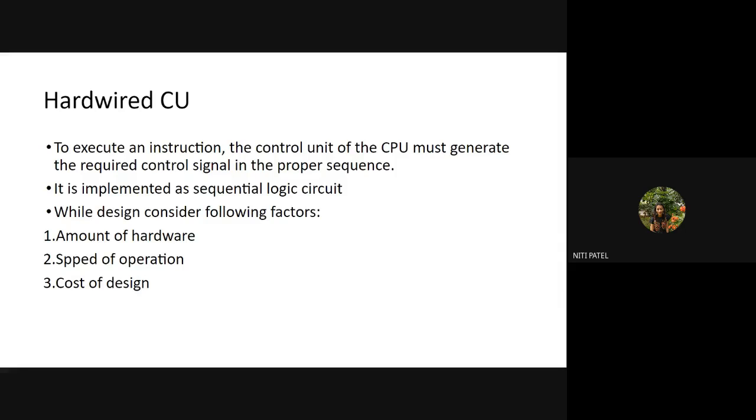So how should these control signals get generated? They should get generated in a sequence. Okay. So it is implemented in a sequential logic circuit. Since the control signals are to be generated in a sequence, whose responsibility is it to generate those control signals in sequence? It will be looked after by this sequential logic circuit. So the function of the sequential logic circuit is to generate these control signals in sequence.